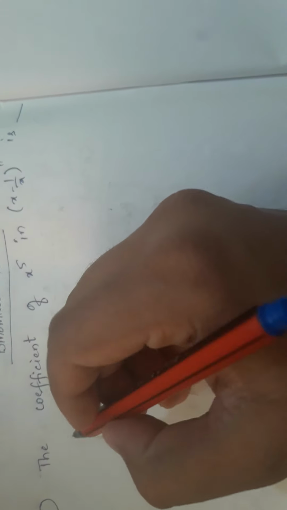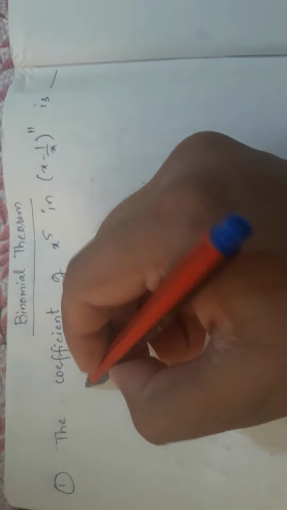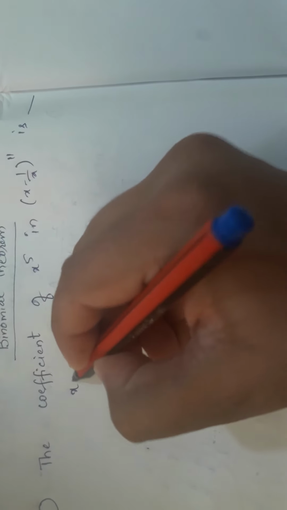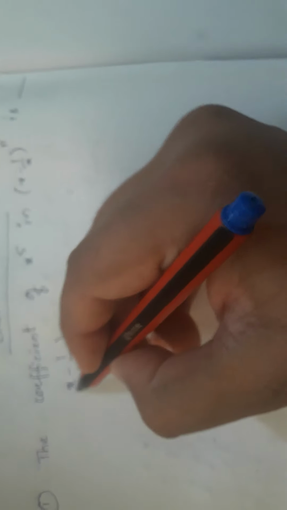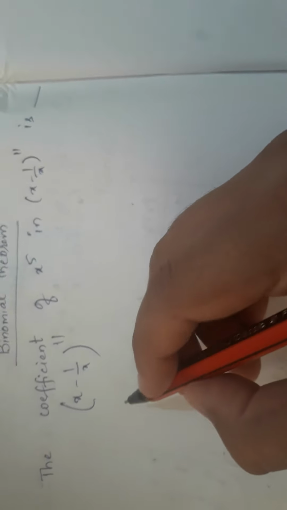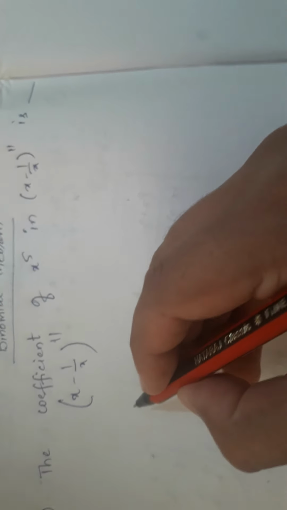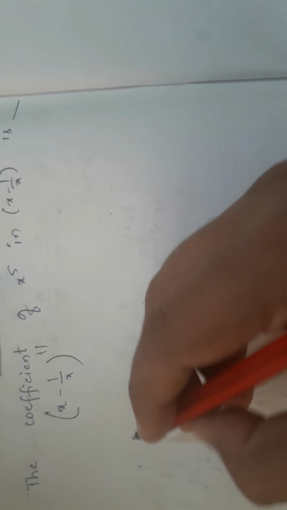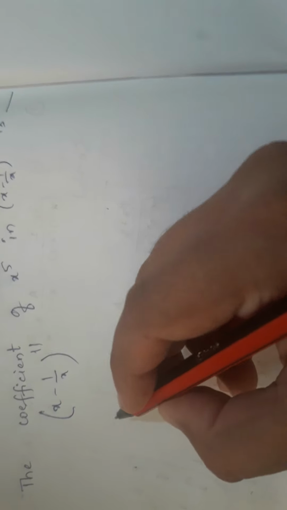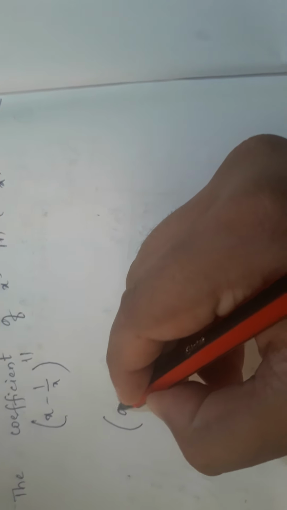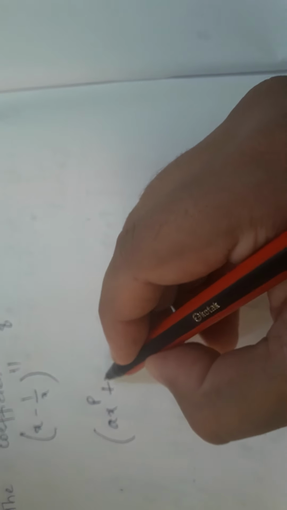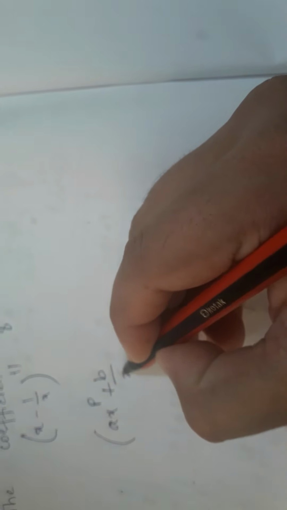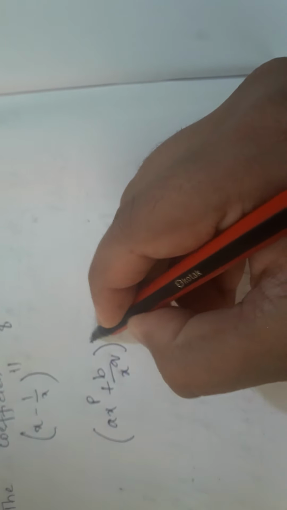First we will write the question he has given. The question is (x minus 1 by x) whole to the power of 11. Here we will be writing the n value. In order to solve this problem, we have one formula. The formula is (a x to the power of p plus b by x to the power of q) whole to the power of n.